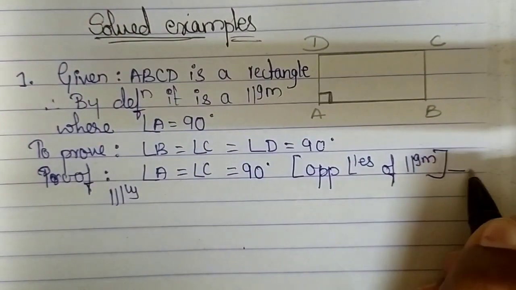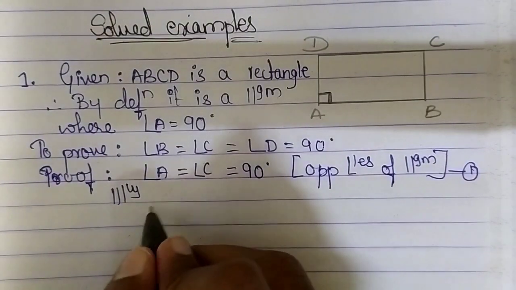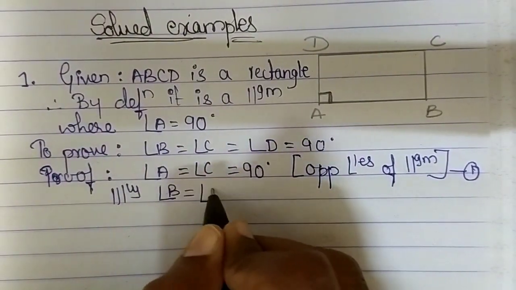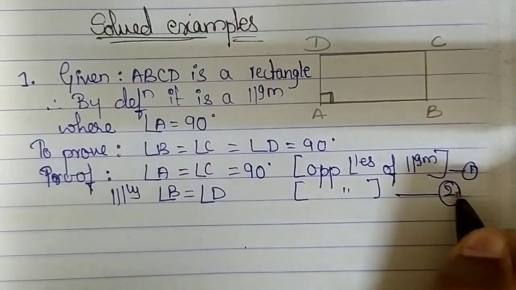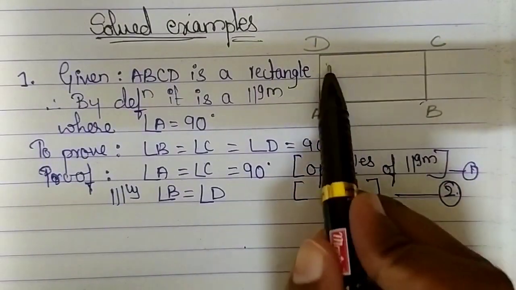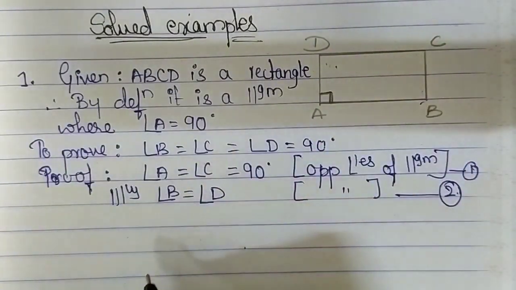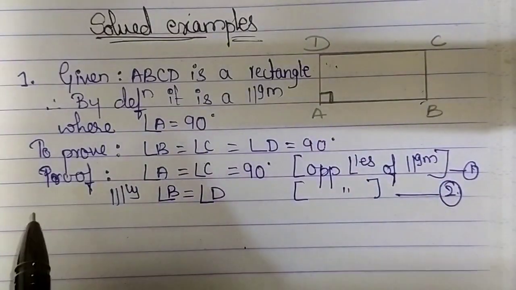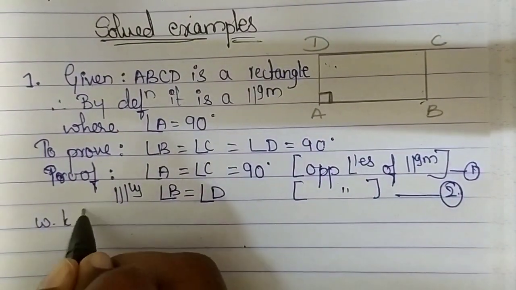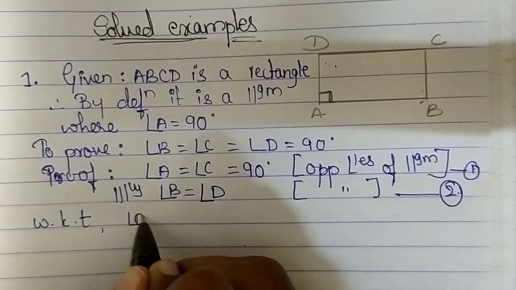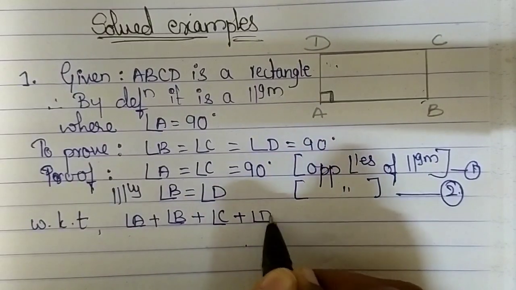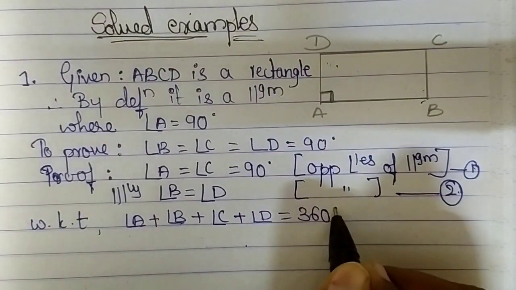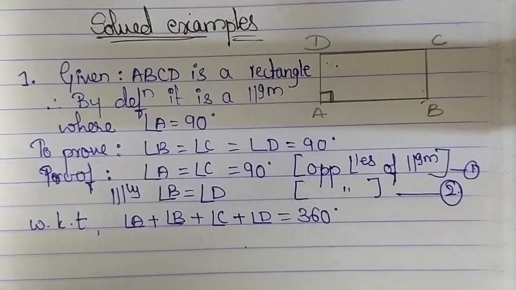Name this as result 1. Similarly, angle B equals angle D. Same reasoning, and name this as equation 2, because angle B and angle D are also opposite angles of a parallelogram or a rectangle. You can call it whatever, and they will be equal to one another. We know that angle A plus angle B plus angle C plus angle D is equal to 360 degrees. This is from the angle sum property of quadrilaterals.